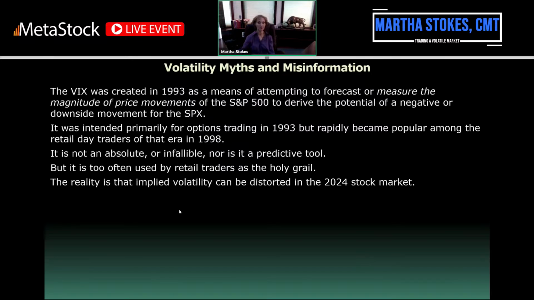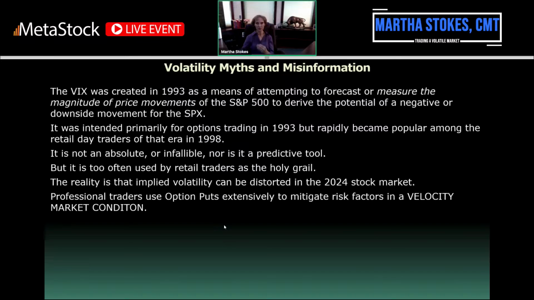So we have to understand that implied volatility is exaggerating and distorting information that you may be using. Now, that may be a hard thing to swallow because we can get very attached to our indicators. We can get very attached to something, but you have to let it go. You can use it, but you have to know that a lot of times it's not going to be extreme because we no longer have the fractions and the huge swings like that. We have a different type of price pattern. Professional traders use option puts extensively to mitigate risk factors in a velocity market condition. We're going to talk about a velocity market condition.